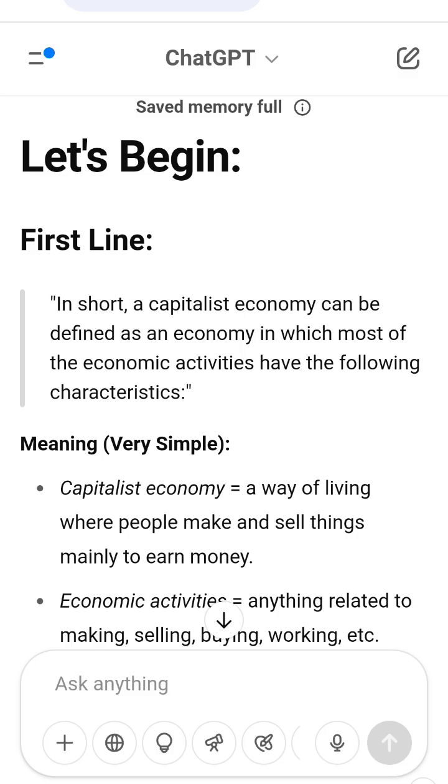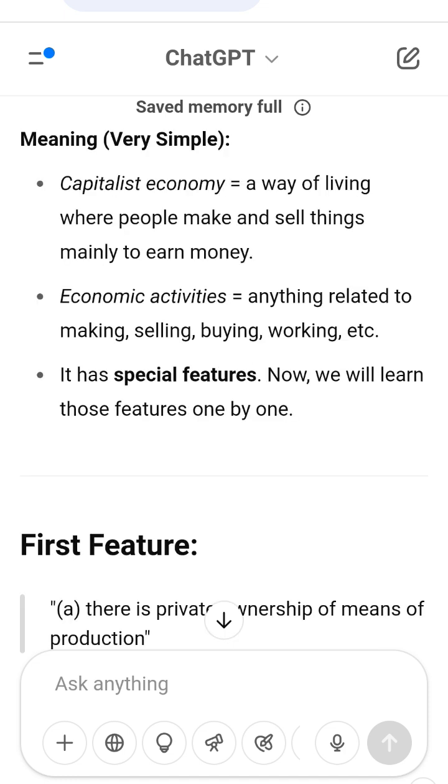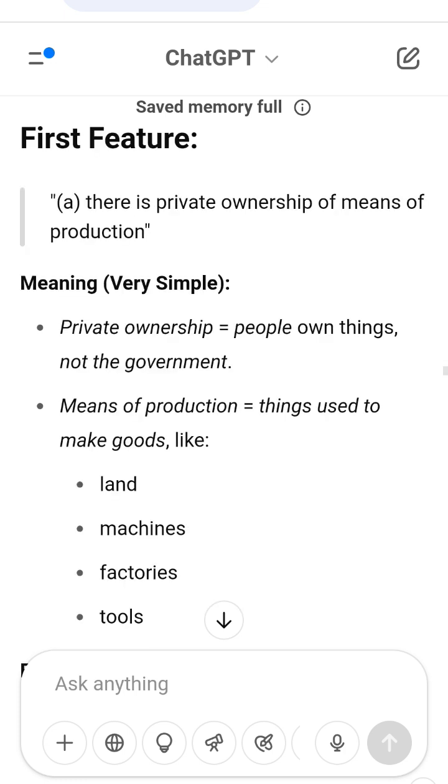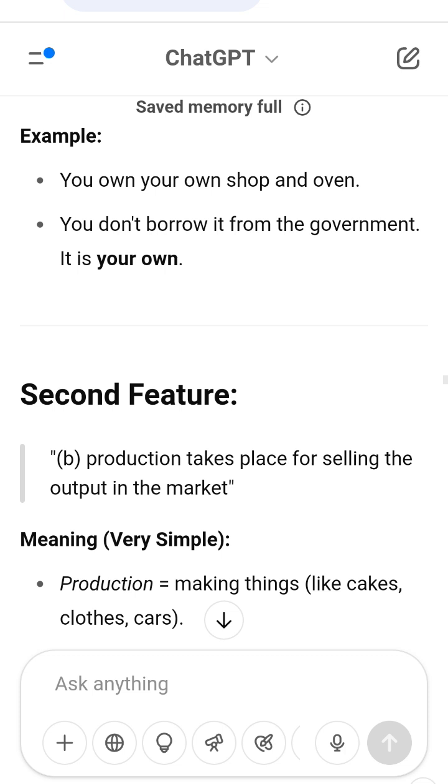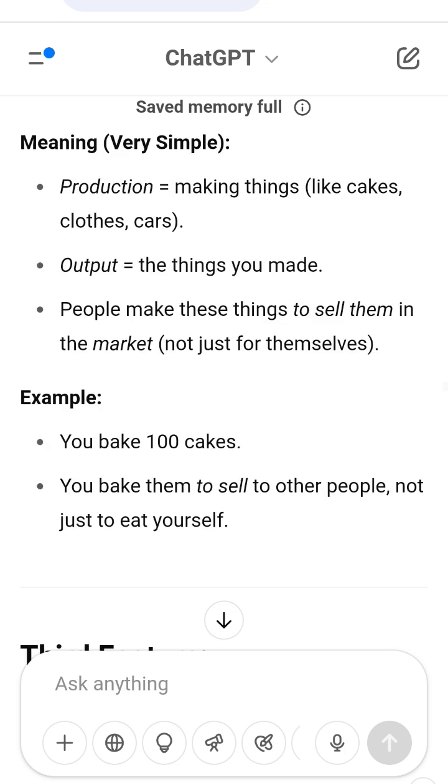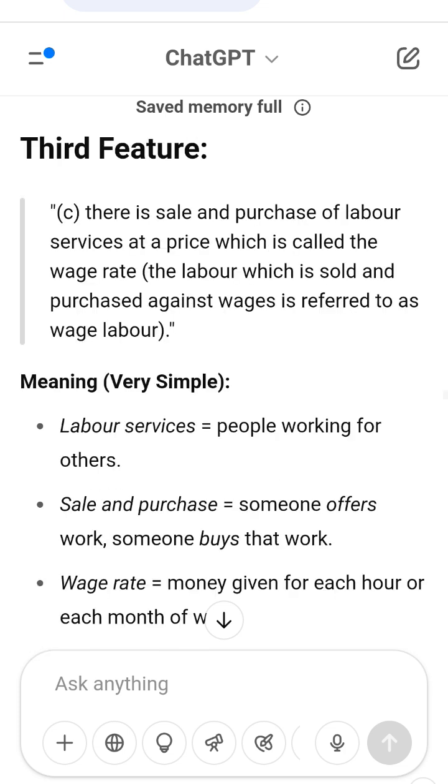1. What is a capitalist economy? A capitalist economy is a system where most economic activities are done by private individuals, not by the government, for earning profits. People own businesses, factories, tools, land, and other things needed to produce goods or services. Main features of capitalism: A. Private ownership of means of production. Individuals or companies own the land, machines, factories, etc. The government does not control or own most of them.